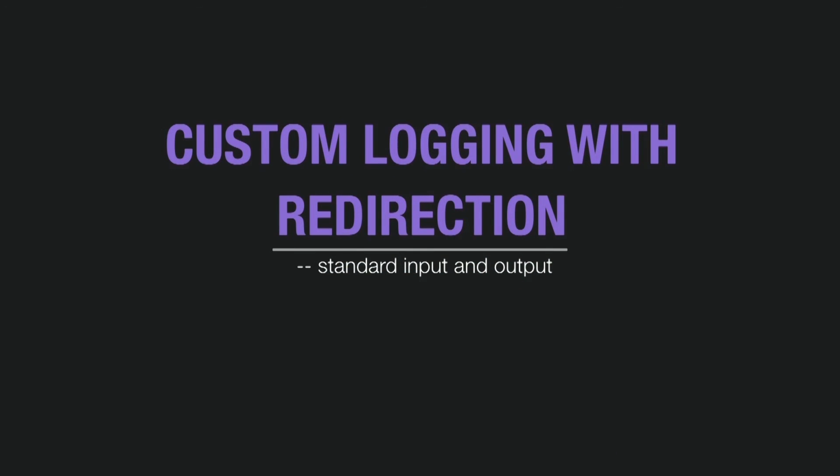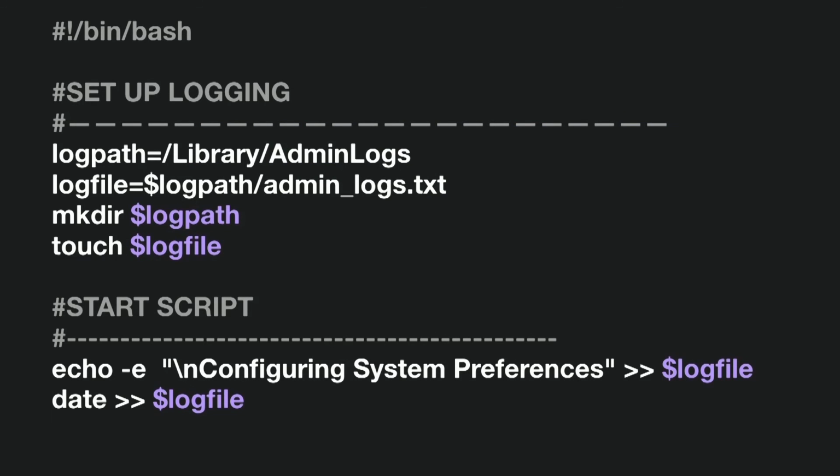So then we'll talk about adding these two things together, this idea of creating custom logging and redirecting. So it's a simple bash script, right? We set up the logging. We set up a custom log path, a custom log file. We make the directory, we create the file, we touch the file. So we've got a folder inside Library with a file called admin logs. Everything I do, I'm going to redirect to admin logs. So if there's an issue on our machines, I know we can look there, we can see what's happened.